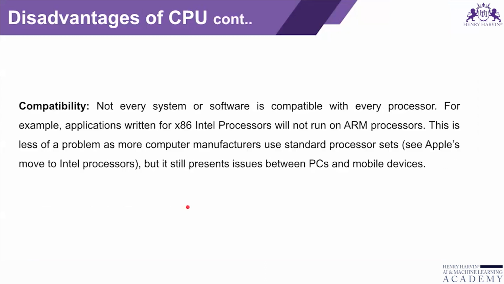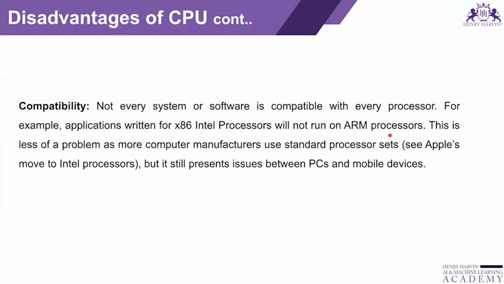Now in the compatibility mode, you can see every system or software is compatible with every processor. For example, an application written for x86. This is the 32-bit, where we can see x64 is 64-bit architecture. Here x86 means it is 32-bit architecture. An Intel processor application will not run on an ARM processor.